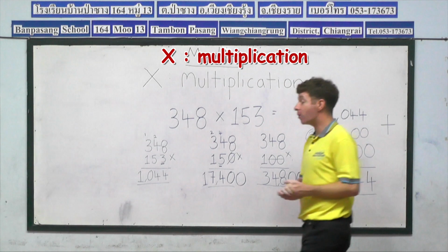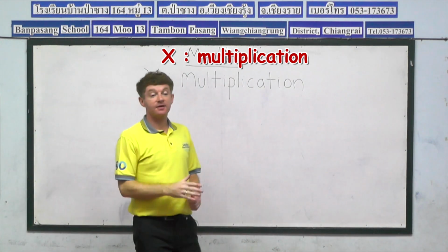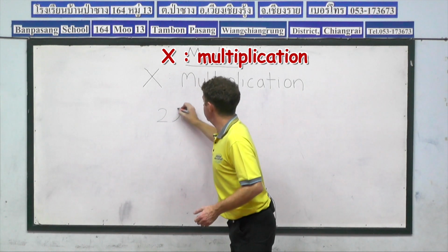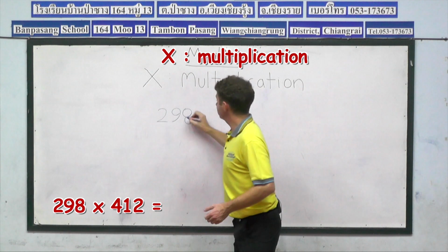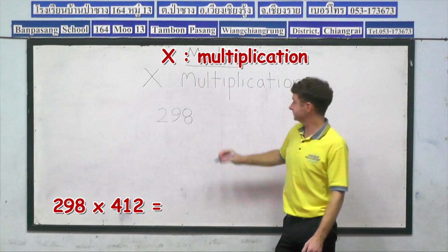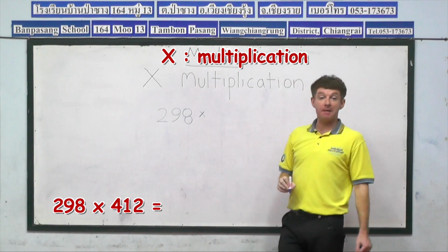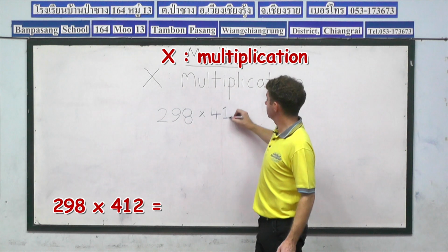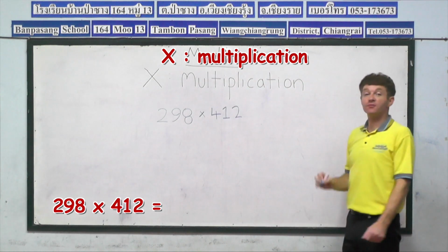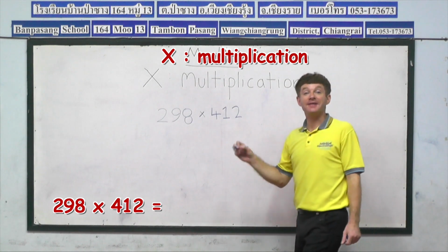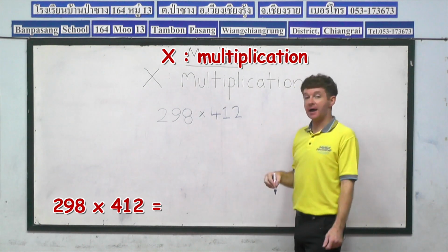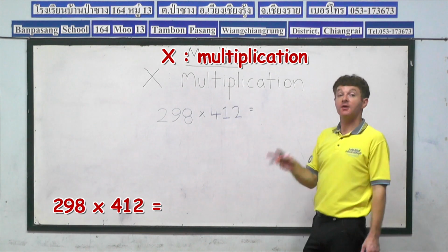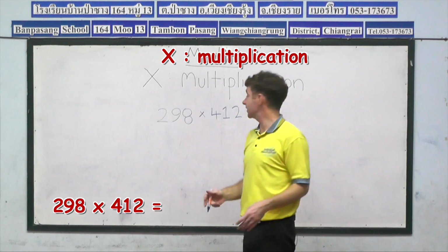Okay. Well, first of all, I'll clean the board. So now, guys, can I have 3 more digits? 2, 9, 8. So we have 298. Multiplied by 4, 1, 2. So we have 298 multiplied by 412. Step number 1, as always, organize.